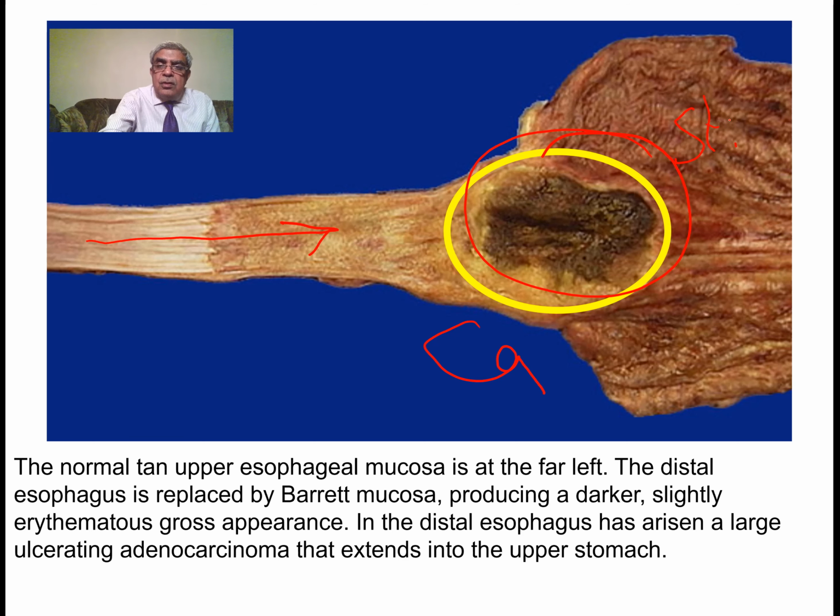So the adenocarcinoma, which is produced at the lower end of the esophagus, is extending into the stomach.